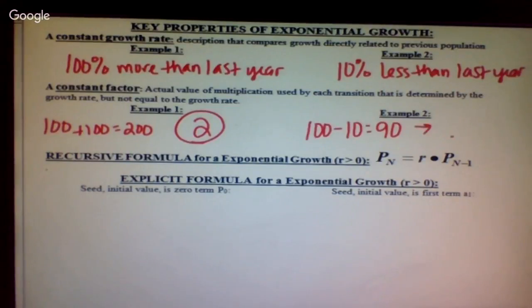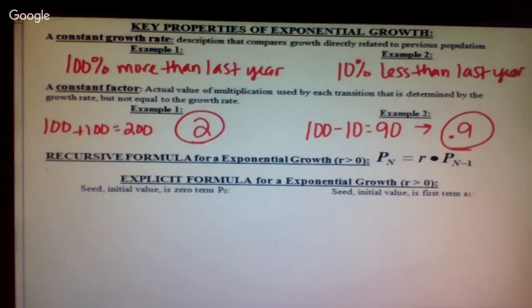So, written as a decimal, that is 0.9. So you would actually multiply by 0.9. That is your rate. Okay. So there is a difference between the two.